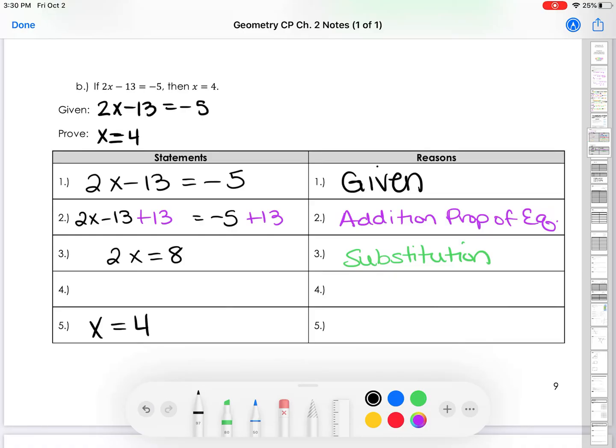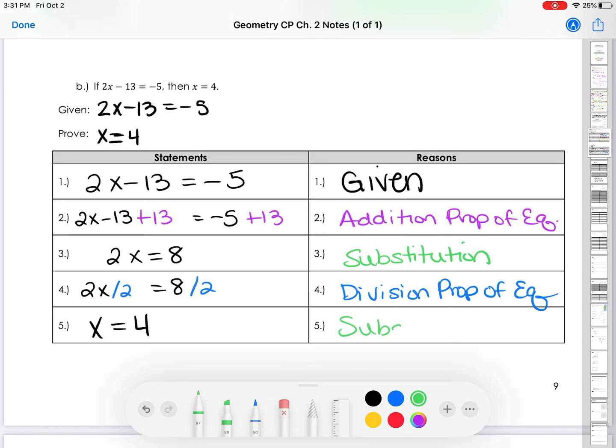Okay. The next thing that we're going to do is divide by 2. So when we divide by 2 on both sides, that is the division property of equality. And 2x divided by 2 is x. 8 divided by 2 is 4. That means that we do have what we needed to prove. And the reason we moved from step 4 to 5 is through substitution. Anytime we're cleaning up, it is substitution.